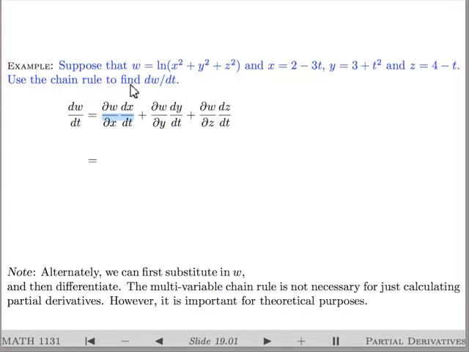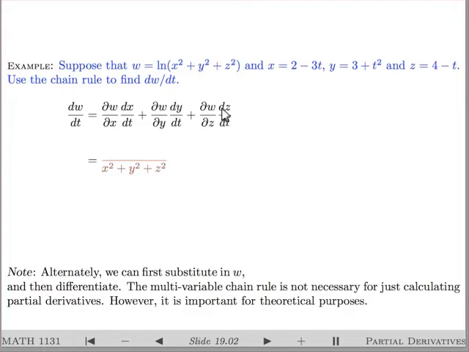So I take dw over dx times dx over dt. This is the chain rule if x was the only intermediate variable, the old one variable case. Because w is a function of x, y, and z, we get a contribution from x. We also get a contribution from y of the same type, dw over dy times dy over dt, and one from z, dw over dz times dz over dt. Now we calculate each one of these.